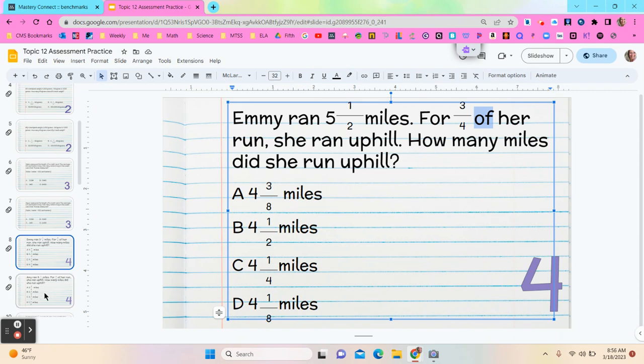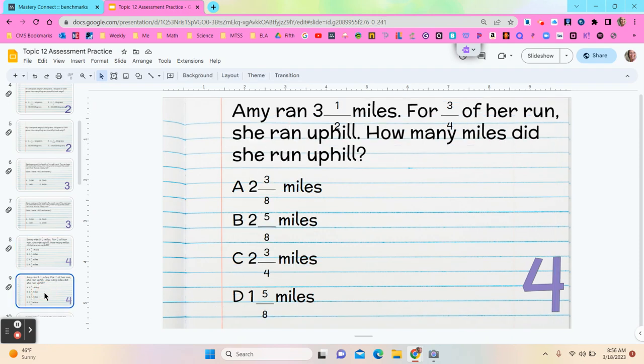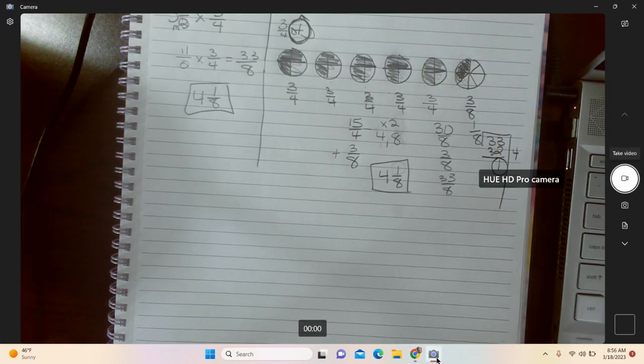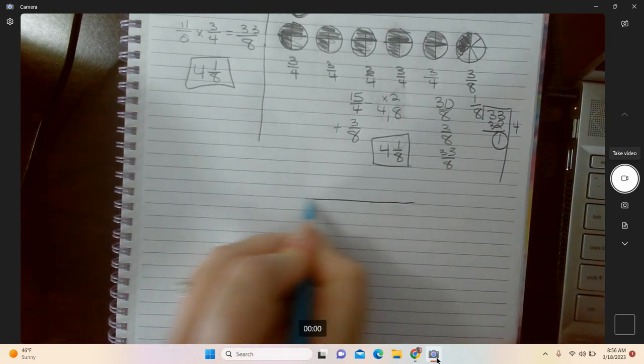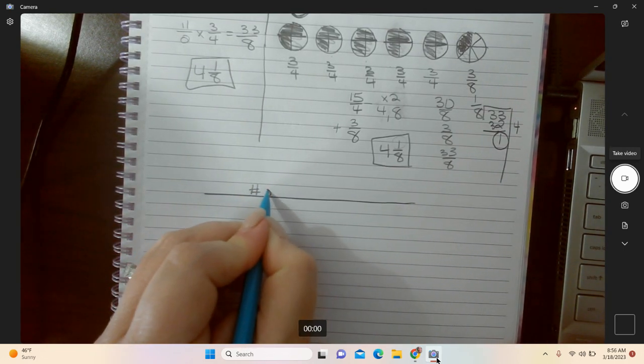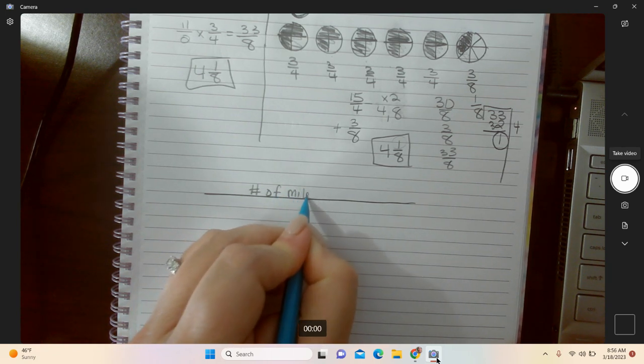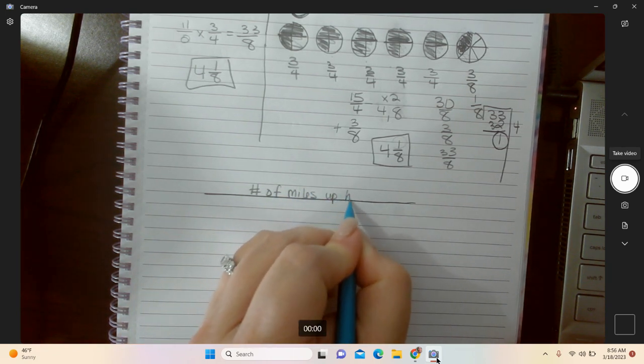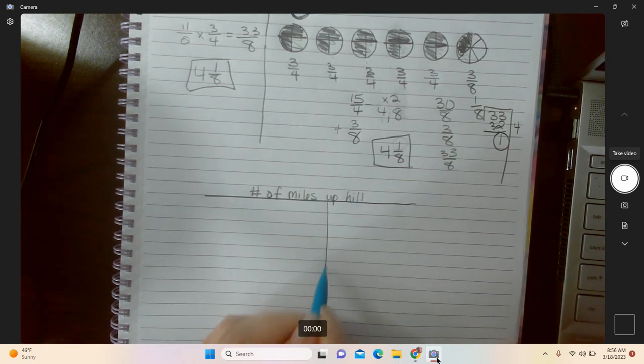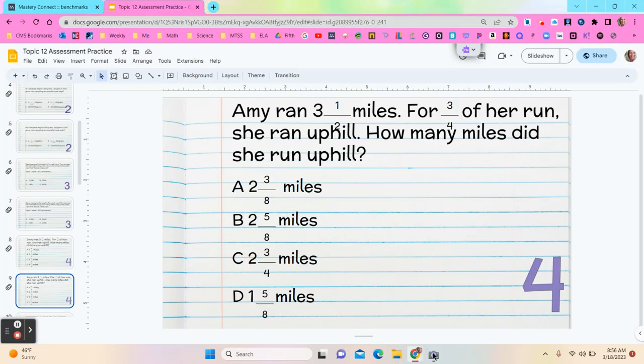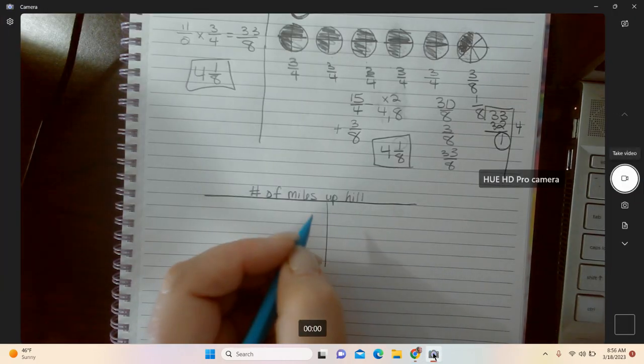All right, let's look at our second practice problem. It's almost the exact same thing. The first one was about Emily. This one is about Amy. It says Amy ran 3.5 miles. For 3/4 of her run, she ran uphill. How many miles did she run uphill? Let's set this up the same way. Number of miles uphill. Now, all right, this time she ran 3.5, but it was still 3/4 for the amount of the run.